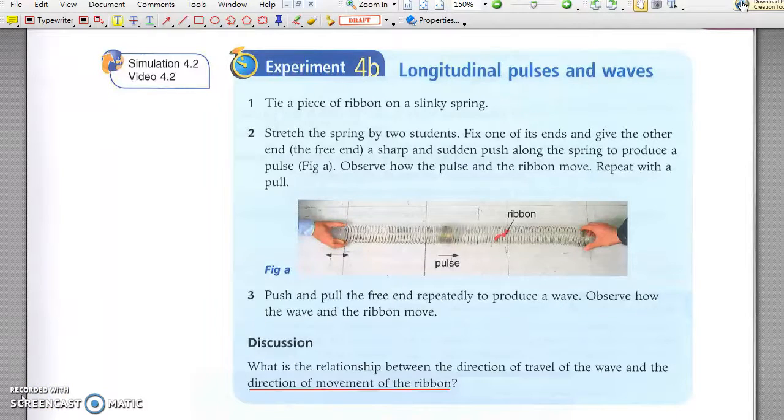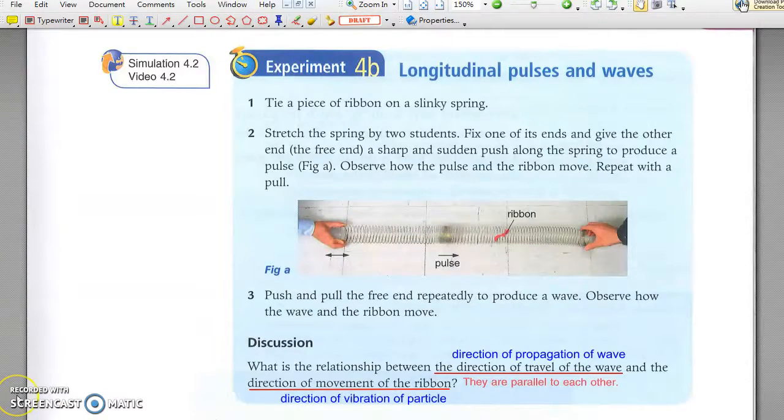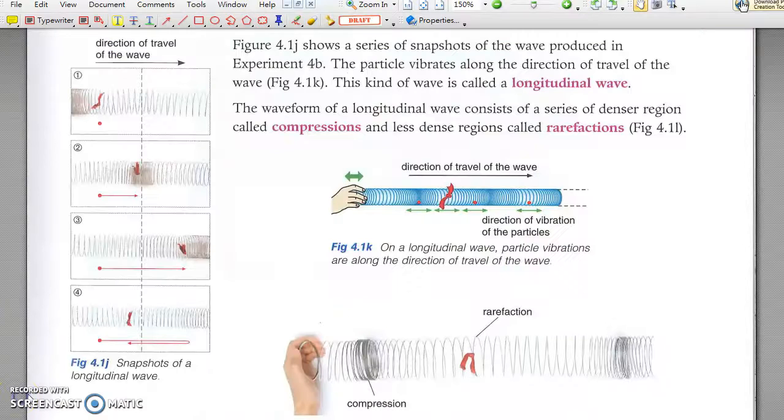So, for longitudinal waves, the direction of vibration of particle is parallel to the direction of propagation of the wave. All particles just vibrate about their respective original positions and never actually move away. A longitudinal wave consists of a series of compressions and rarefactions. And as the wave travels, every particle will form a compression and a rarefaction in turns.